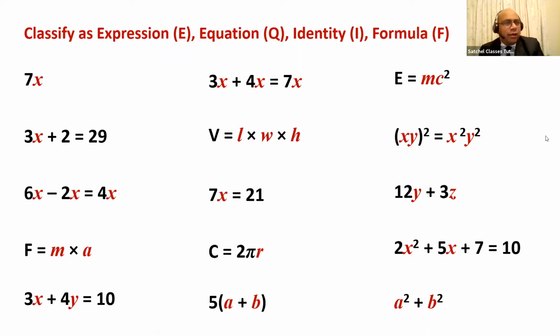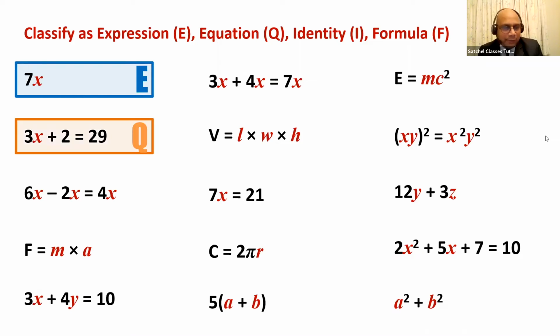Let's start. What is 7x? Well, it has no equal to sign. Clearly, that's an expression. So E. 3x plus 2 equals to 29. There's an equal to sign, so it has to be an equation, identity, or a formula. But because left hand side and right hand side are not always equal, it depends on the value of x, and the x doesn't represent a particular quantity, it's an equation and not an identity or a formula. So Q.